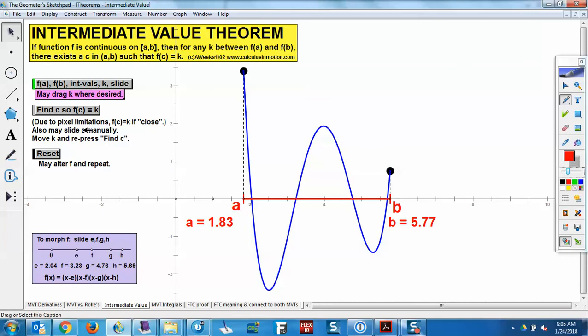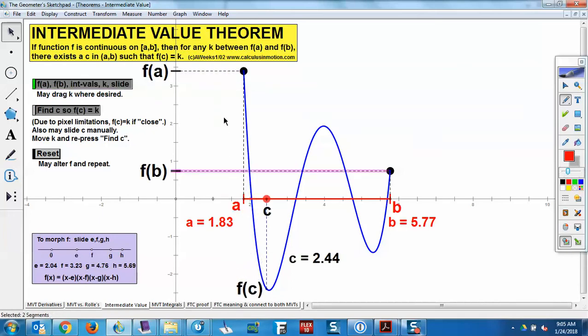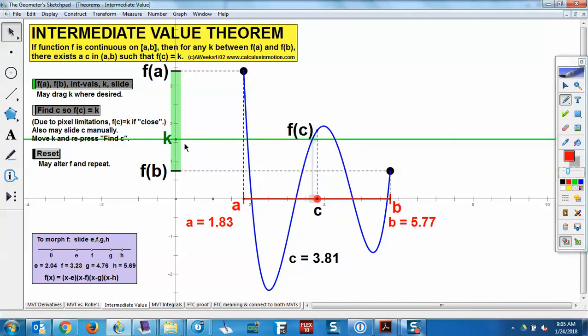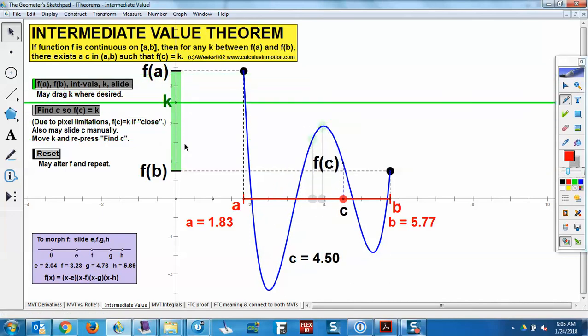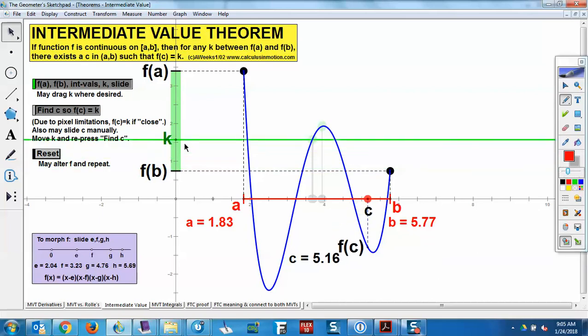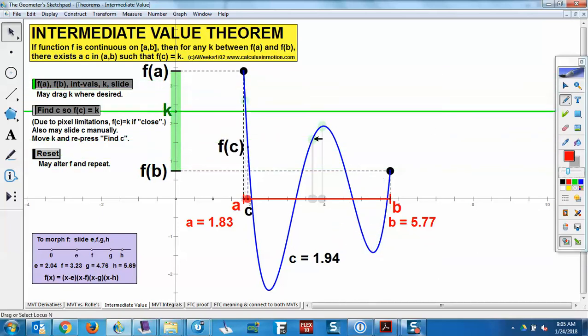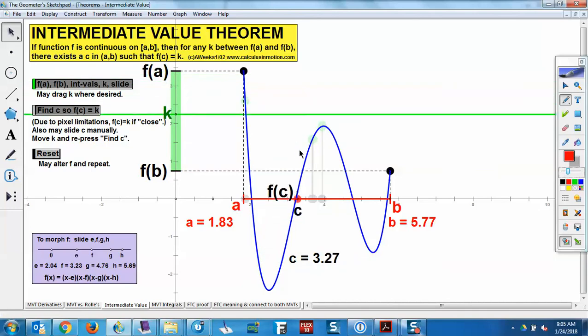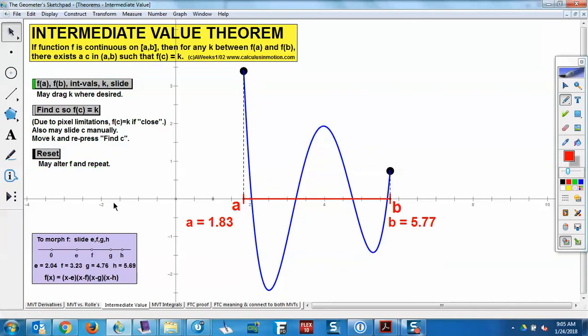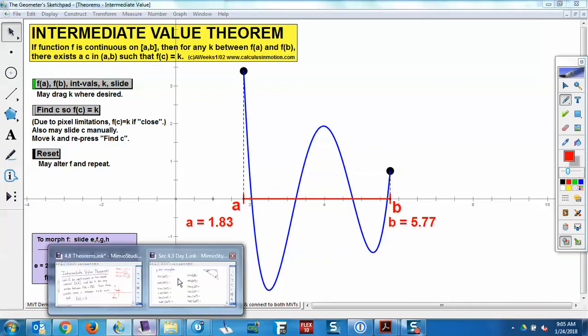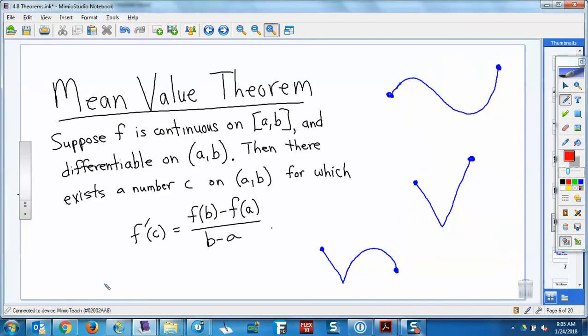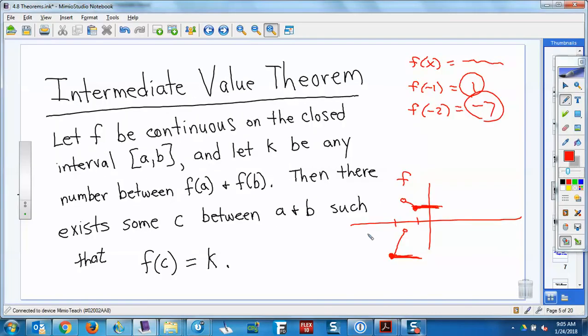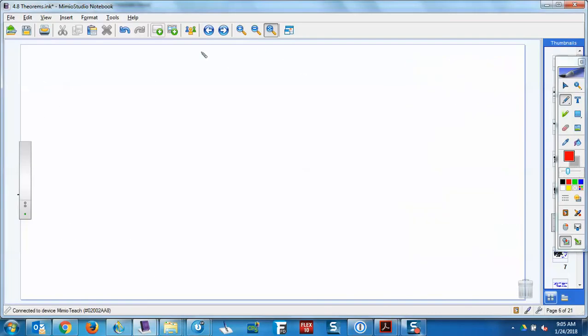So they show this kind of sliding, and it's got to hit the ones in the green area, right? And there's one bouncing up and down there. It found a couple of them, right? Some c values, but there has to be at least one. So that's what's going on. Okay, so that's the intermediate value theorem there. All right. So, one last thing then.